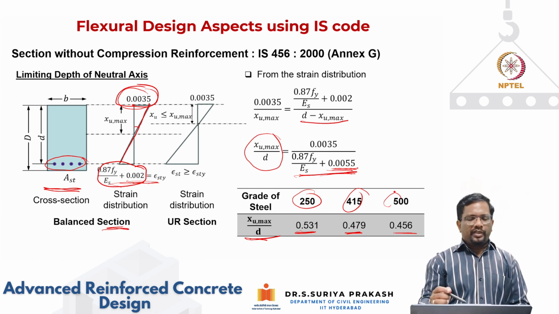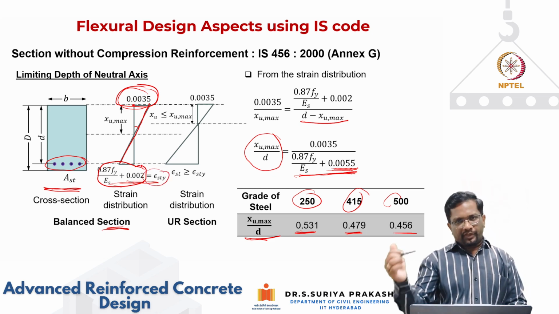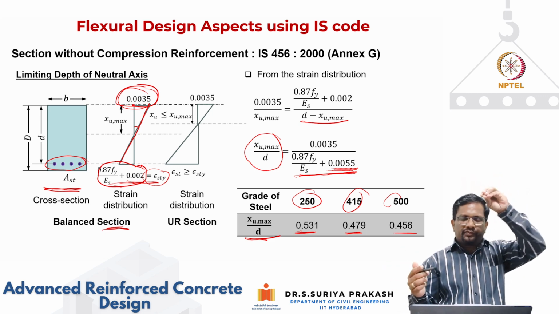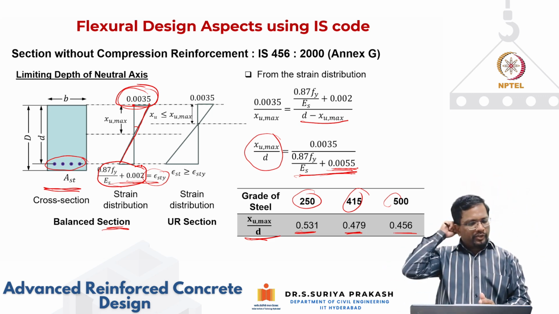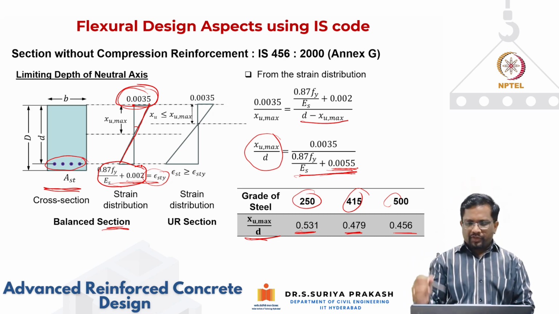So why is it so? Because again, we can see that when your grade of steel is increasing, my yield strain also is going to increase. So when the yield strain is increasing, and your top compressive fiber strain is fixed, then your Xu max by d also has to come down. So that is what we are saying.